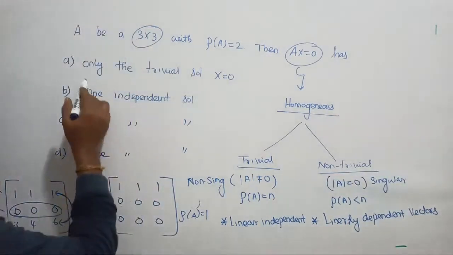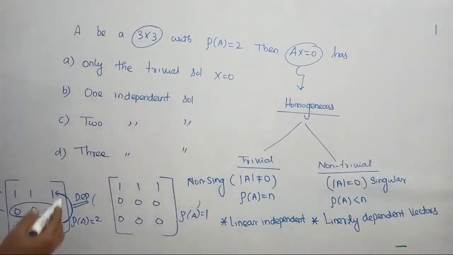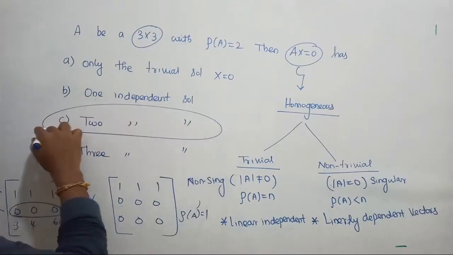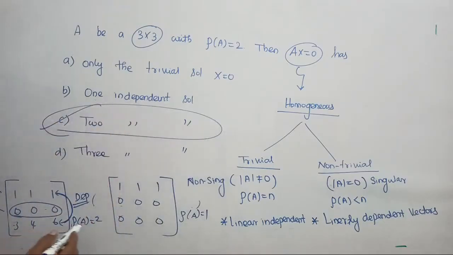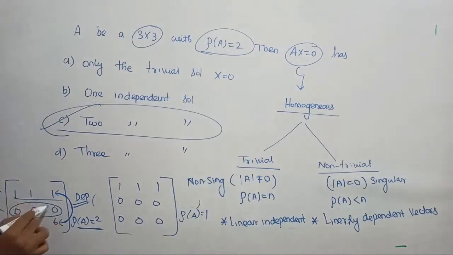So from that we can save our answer. Only one trivial solution for this one, one independent solution? No. Now there are two independent solutions, right? You can expect that. Why? Because the rank of the matrix is given as 2. So you will have two independent vectors here, solutions, right? Okay, fine. So this is going to be 0.